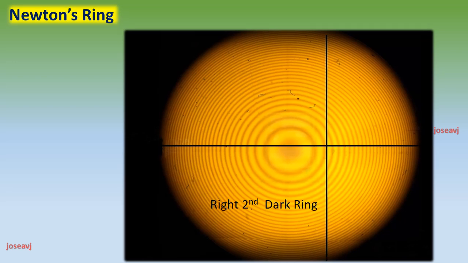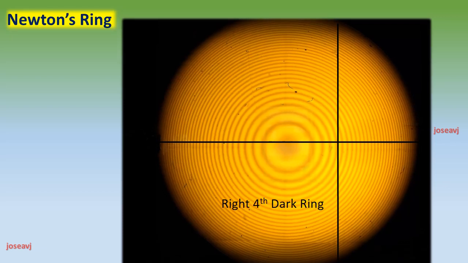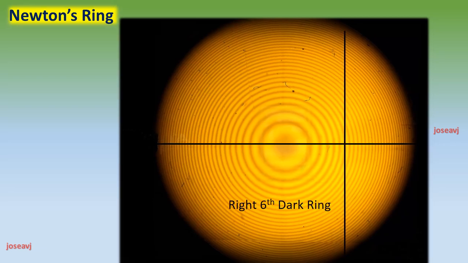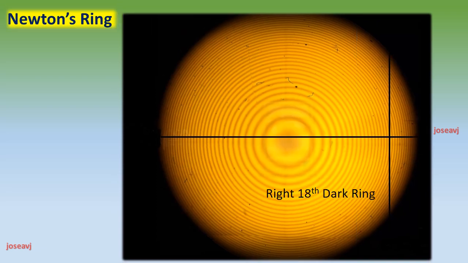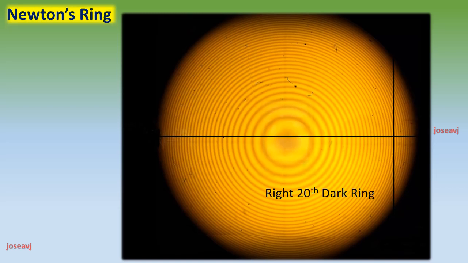Take the reading corresponding to the 2nd dark ring on right side. Take the reading corresponding to 4th dark ring on right side. Take the reading corresponding to 6th dark ring on right side. Take the reading corresponding to 8th dark ring on right side. Continue. Take the reading corresponding to the 18th dark ring on right side. Take the reading corresponding to the 20th dark ring on right side.